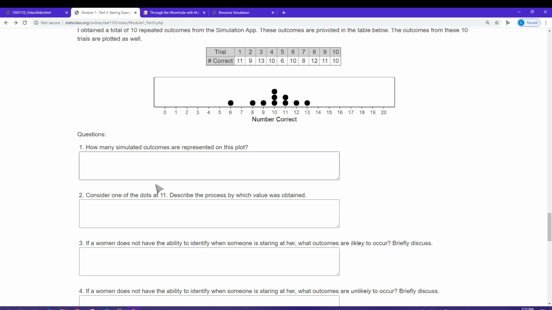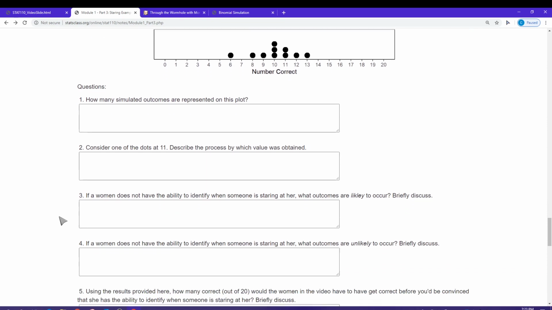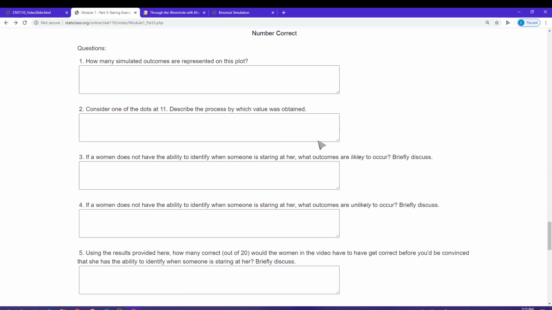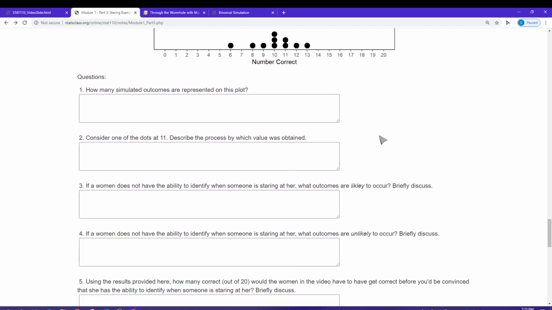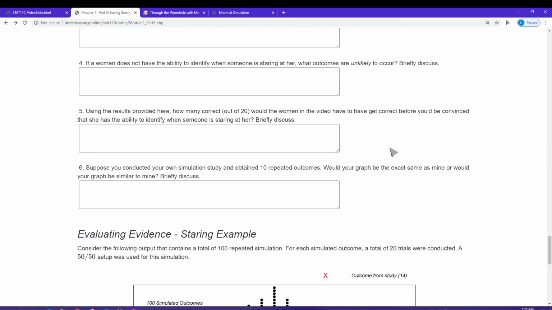Okay, so quick recap for question 2. It actually requires 3 components: how many correct, out of how many, which would be 20, and that you are mimicking a situation where a woman does not have the ability. Or you could say that I constructed this simulation under a situation of 50% correct. Likely outcomes for number 3 are going to be values around 10. Unlikely outcomes are going to be values far away from 10.